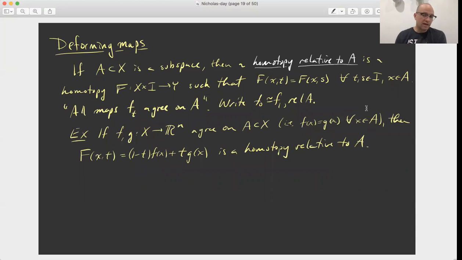So as an example, back to the straight line homotopy, if you have two maps into Rn, and if f and g agree on A, that is f of x is g of x for every x in A, then the straight line homotopy is a homotopy relative to A. Why? Because remember, what is this straight line homotopy doing? You're connecting each point f of x to g of x by the straight line segment. Well, if f of x equals g of x, that straight line segment is a point.